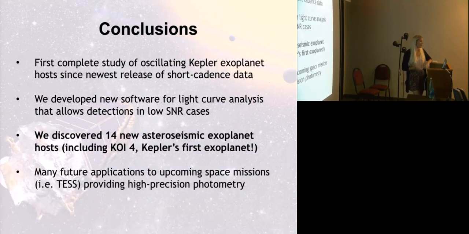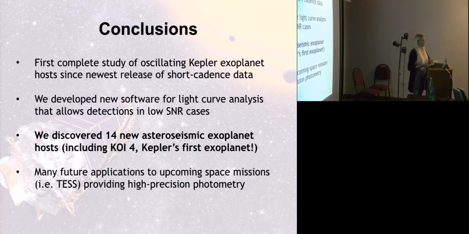So in conclusion, this is the first complete study of oscillating Kepler hosts since the newest release of data. We've developed new software for light curve analysis that allows detections in lower signal-to-noise cases. We've proved this works. We have 14 new detections, including KY4, which is Kepler's first planet. So we got a planet for free. And there are many future applications.